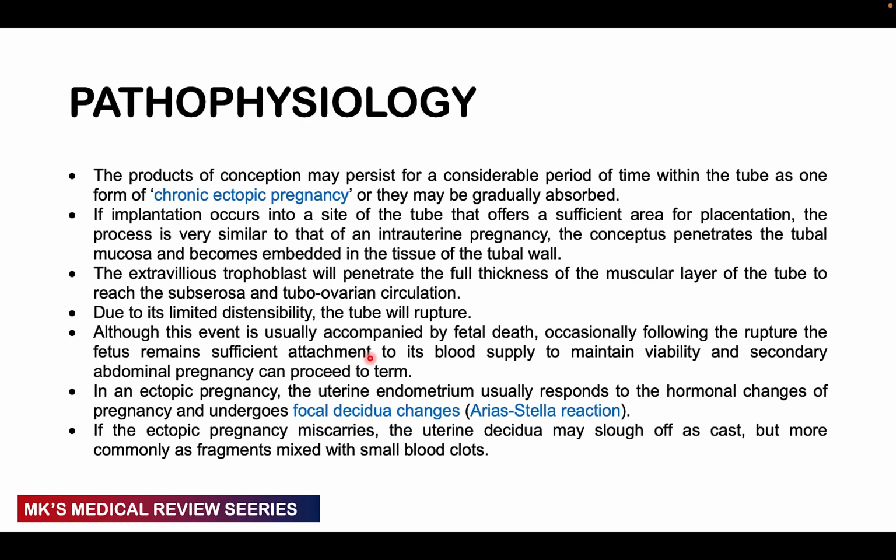So remember that the fallopian tubes are not really distensible and they're limited, so this can actually result in rupture of the tubes. Though this event is usually accompanied by the death of the fetus, sometimes the rupture can result in sufficient attachment to the blood vessel supply such that the fetus will still maintain its viability, and you get what is known as a secondary abdominal pregnancy that may sometimes, even in some cases, be carried to term.